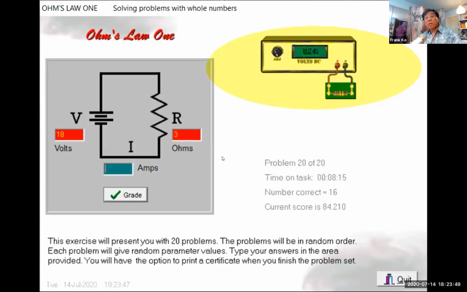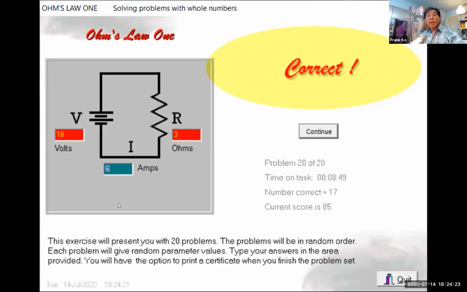Carlos Navarro, how many amps do I have? 18 volts at 3 ohms. Okay, doing it now. 18 volts, 3 ohms. How many amps? 6 amps. 6 amps. Yeah, we're looking for amperage. Okay, so 6 amps. Yeah, we were given 18 volts at 3 ohms, so we're looking for 6 amps. Boom. Now, we've done all 20.